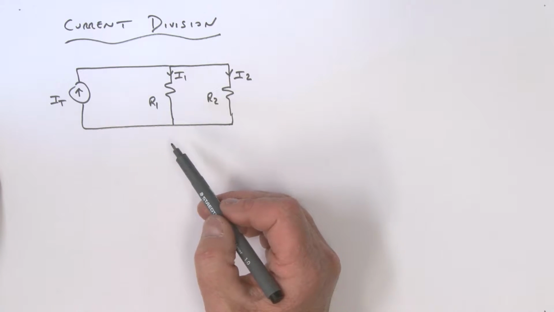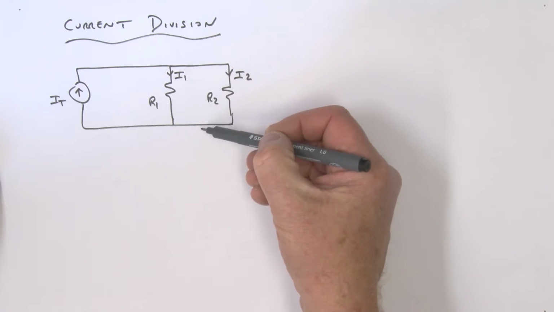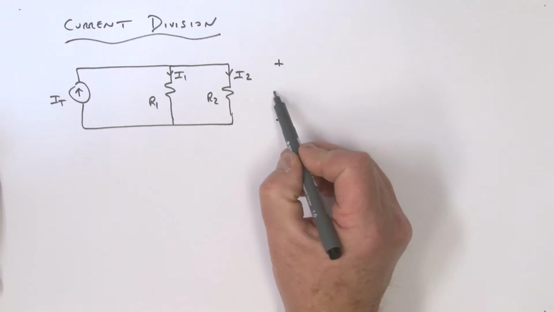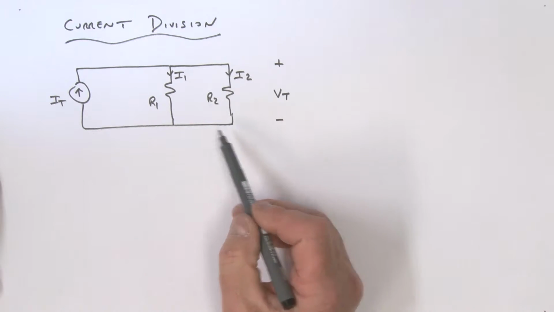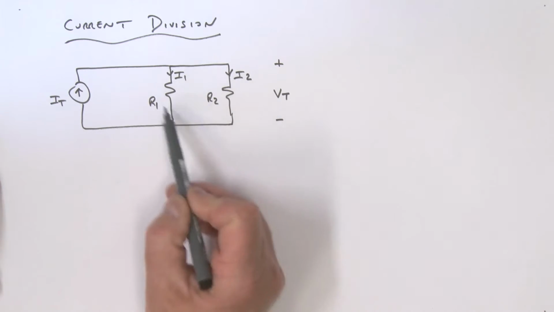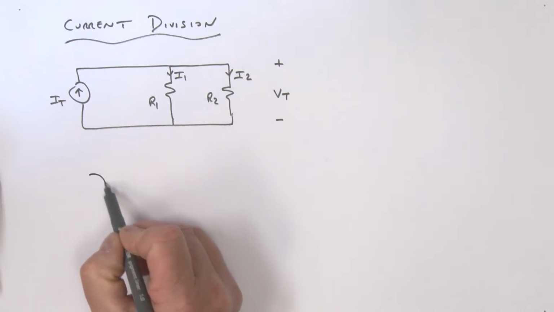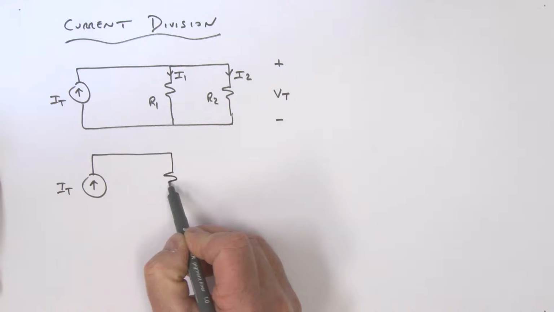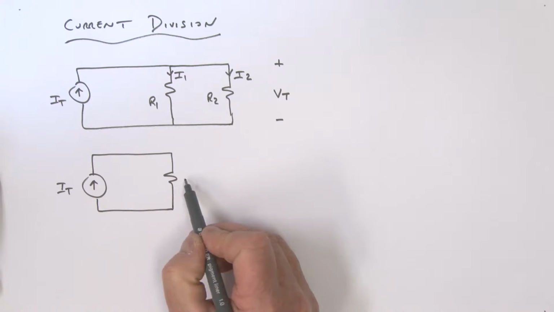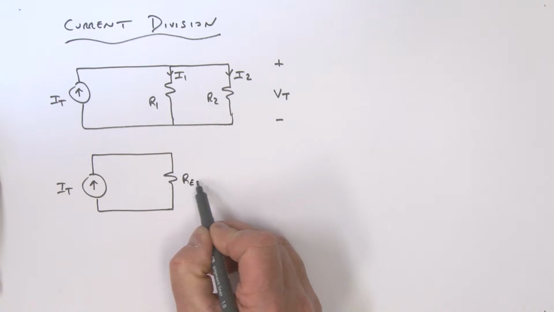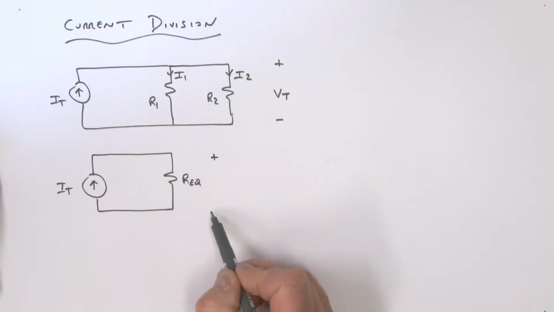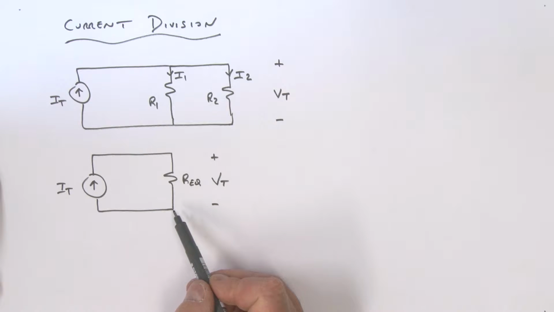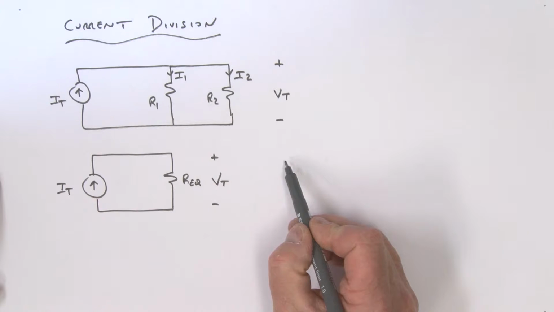Let's imagine that we wanted to first find the voltage between here and here. So let's call that voltage VT. How do we do that? Well, I could find the equivalent resistance here, couldn't I? And I could redraw this circuit where I've got IT, and I've got my equivalent resistance sitting here. So that's R equivalent, and this voltage would be my VT, and I've got IT flowing through that equivalent resistance, okay? So what is that equivalent resistance?